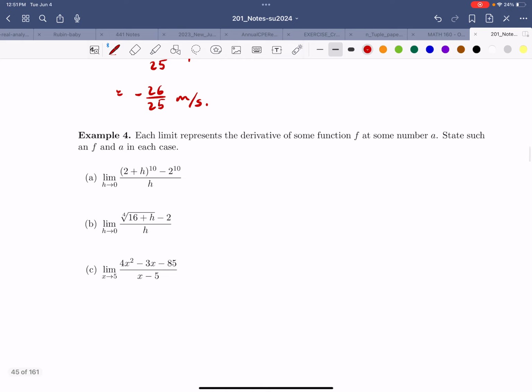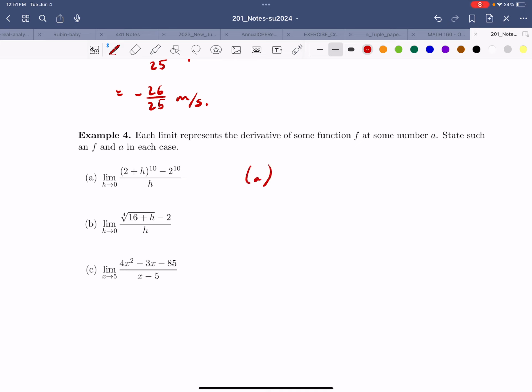Now, here in example 4, we're going to go backwards. Normally, I give you the function, you give me the expression for the derivative, and then find it. Here, we're going to do the opposite. I've given you the derivative of a function at a point. I want you to find the function and find the point. The answers here are not unique. Your answer might be different from mine. But I'm going to do, I think, the most basic example, okay?